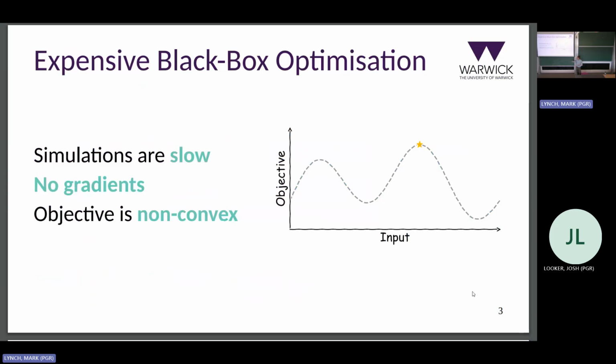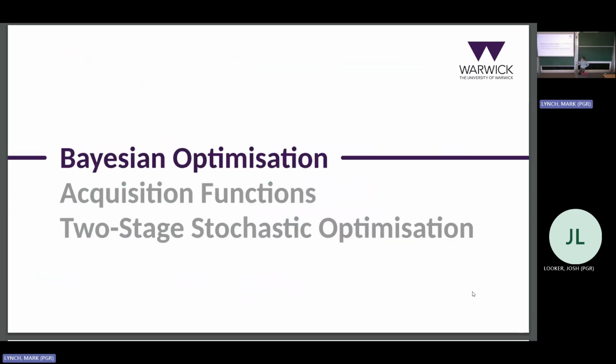They don't give you a gradient. So if you want a gradient, you have to do numerical gradients, which is even slower, even more evaluations. And they tend not to be convex as well, so they've got lots of local optima. And if you want to find all of them in order to find the best one, you have to do multiple starts, which is even more evaluations. So you need a new tool to solve this sort of problem. And that tool is going to be Bayesian optimization.